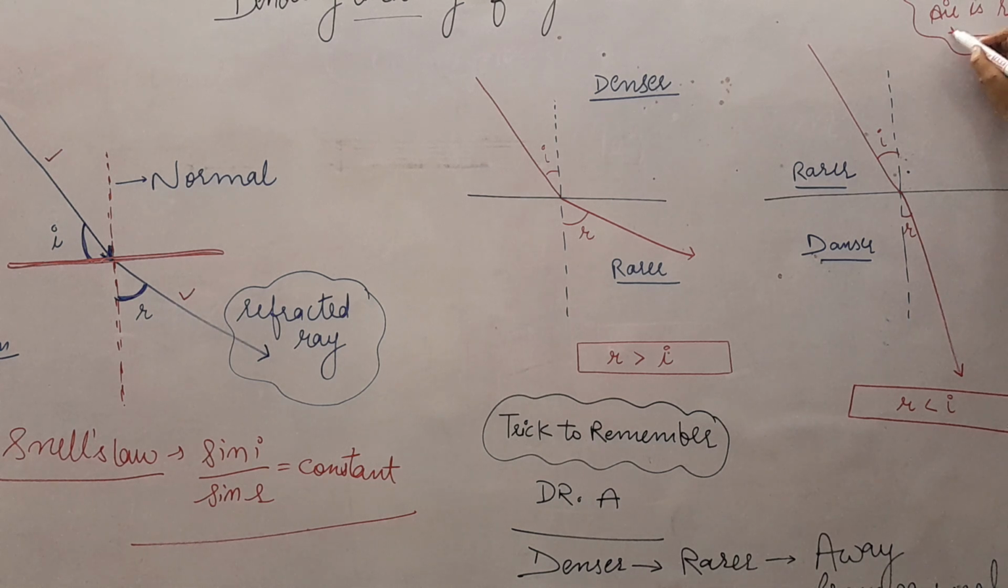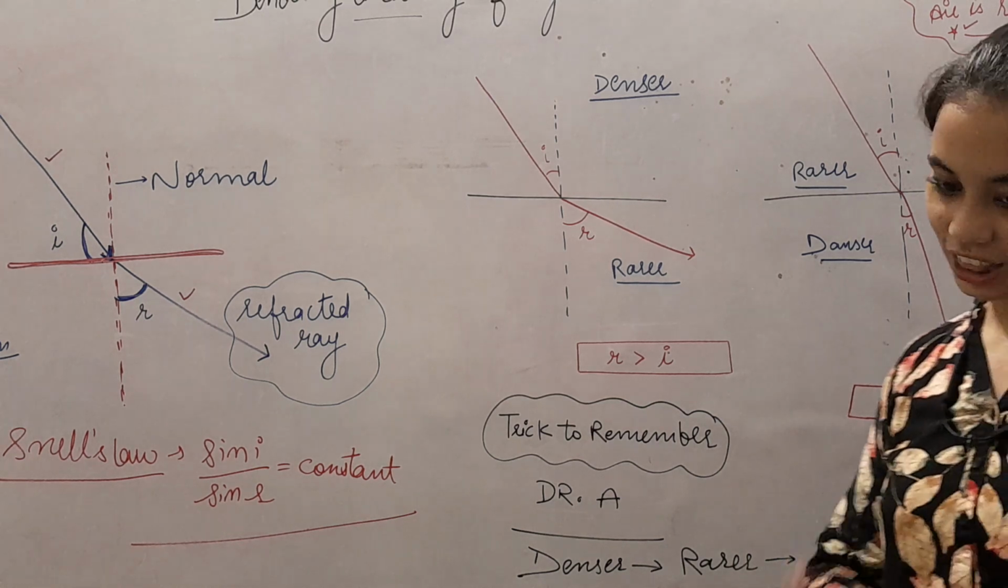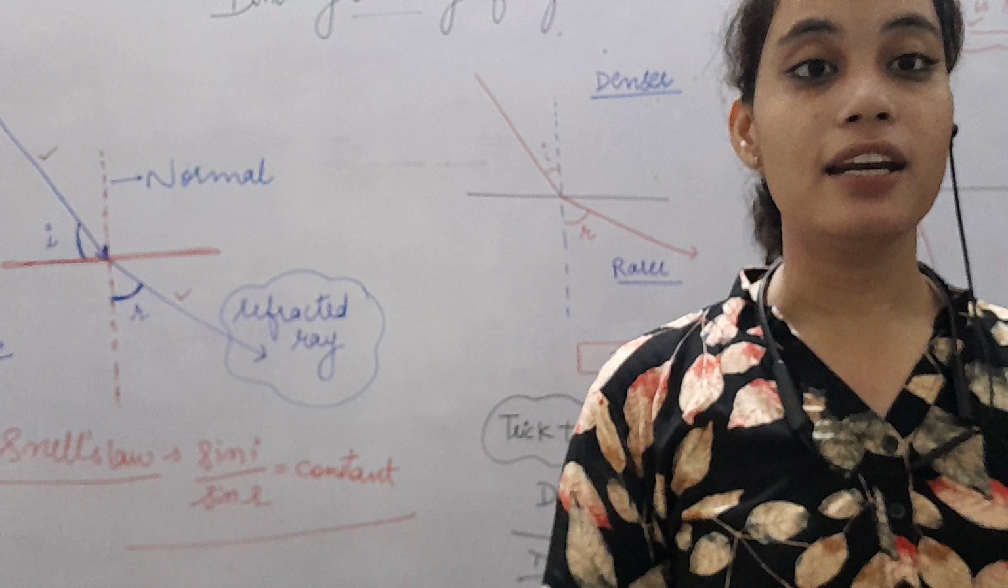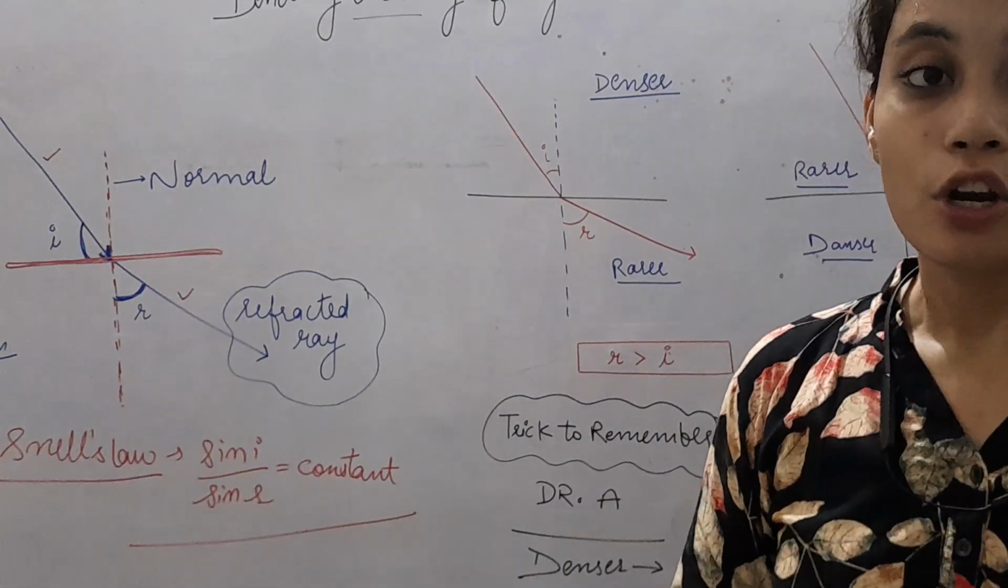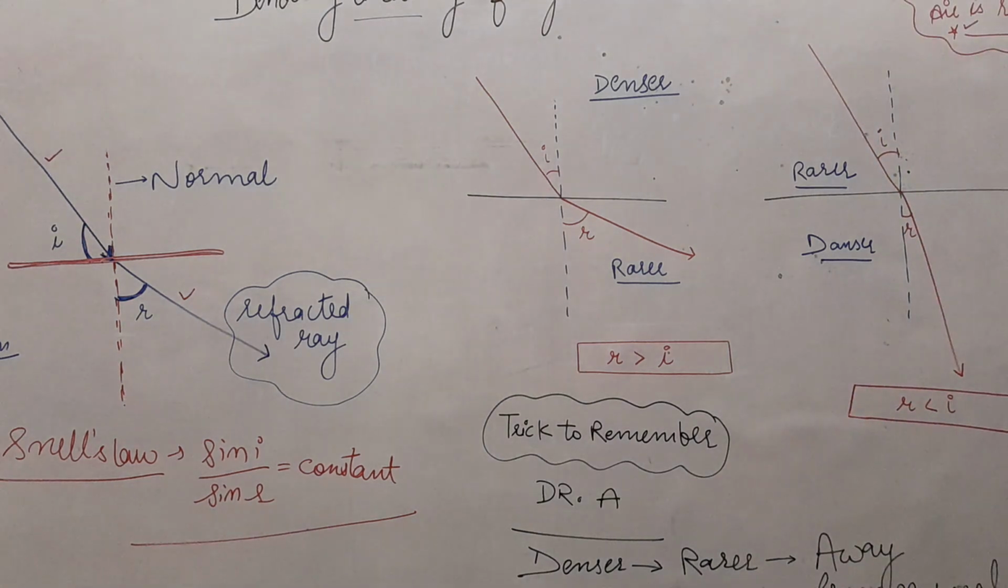And air has less density, so we call air a rarer medium. Make sure, a question comes in the paper like this: a light ray can travel from air to water and water to air. Make sure water is the denser medium and air is the rarer medium.